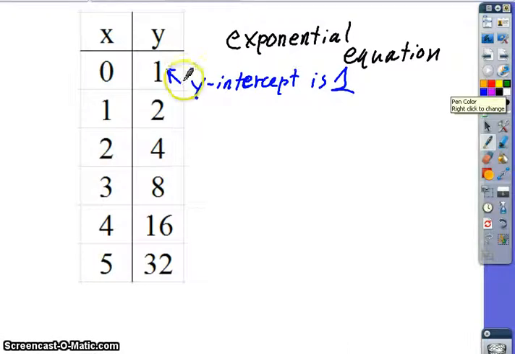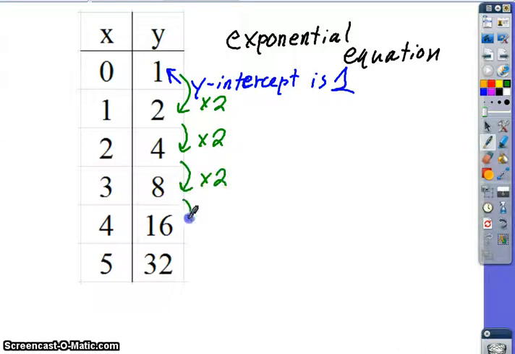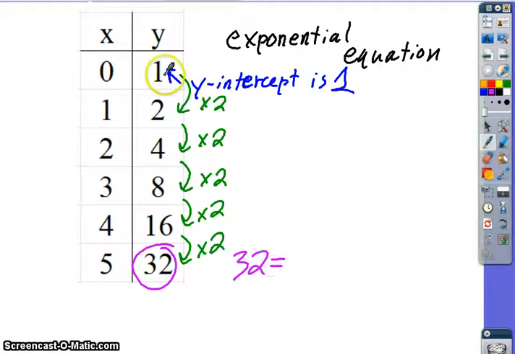What is it we're multiplying by? Well, 1 times 2 is 2, 2 times 2 is 4, and so on and so forth. So it looks like we're multiplying by 2. To find the equation, you can kind of look at this 32 and say, well, I have 32. I started with 1, and then I multiplied it by 1, 2, 3, 4, 5 2s.